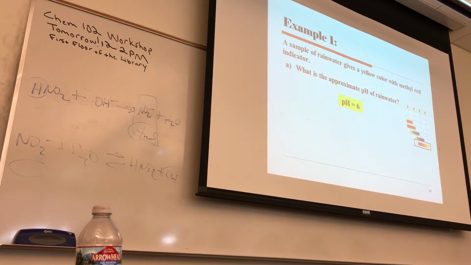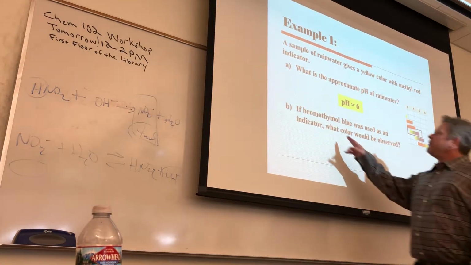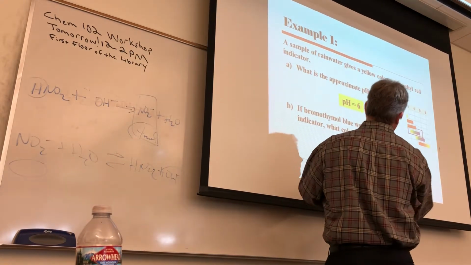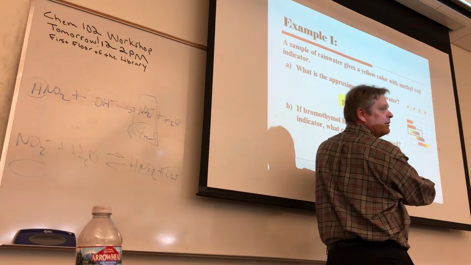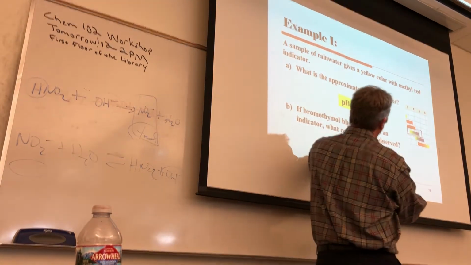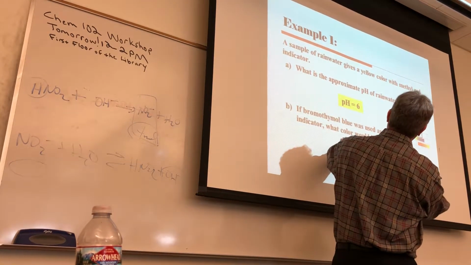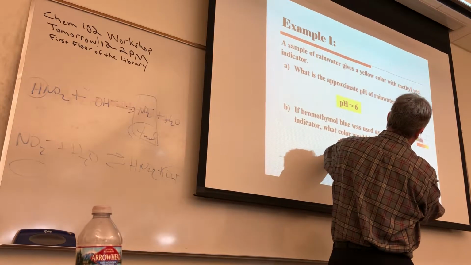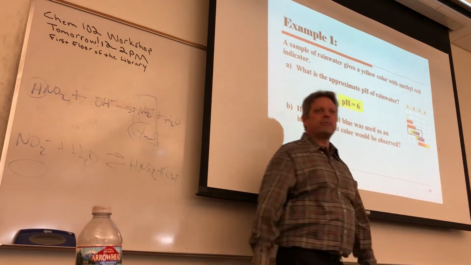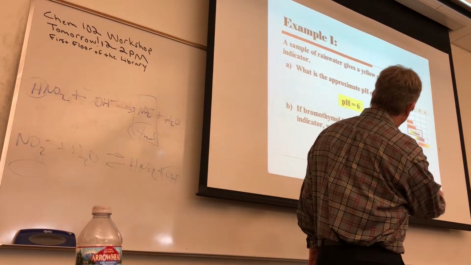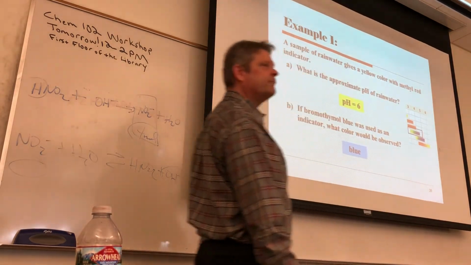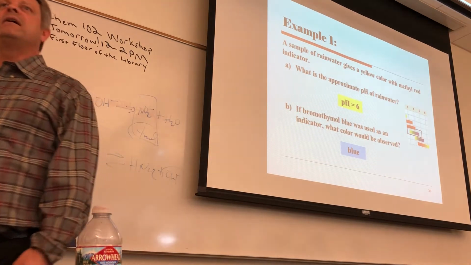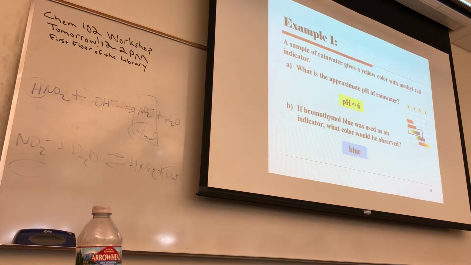Okay, just to keep that in mind. So what's next here? If bromothymol blue was used, you would have a chart here, by the way. I wouldn't just expect you to know this. What color would be observed with the rainwater? Blue. Because we know that the pH is 6, so it would be blue. That make sense? This one should be really, really easy.